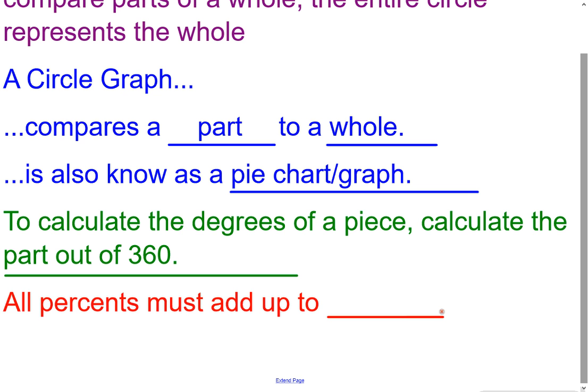And then all the percents, because in a circle graph, most of the time we turn things into percents, all of those have to add up to the whole, which is 100%.